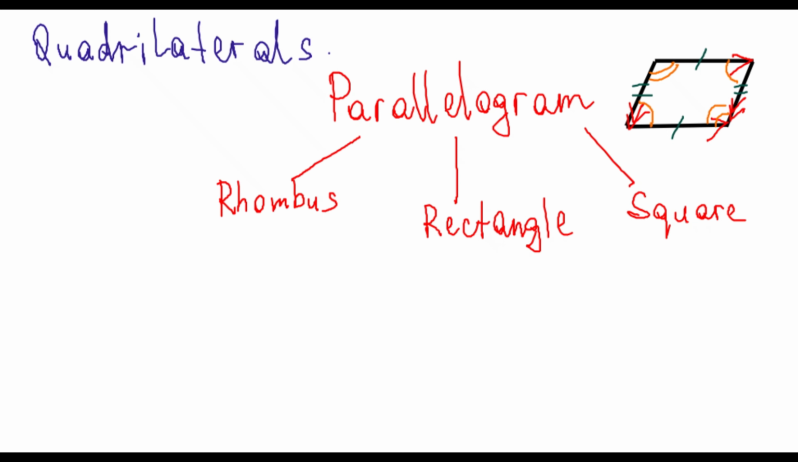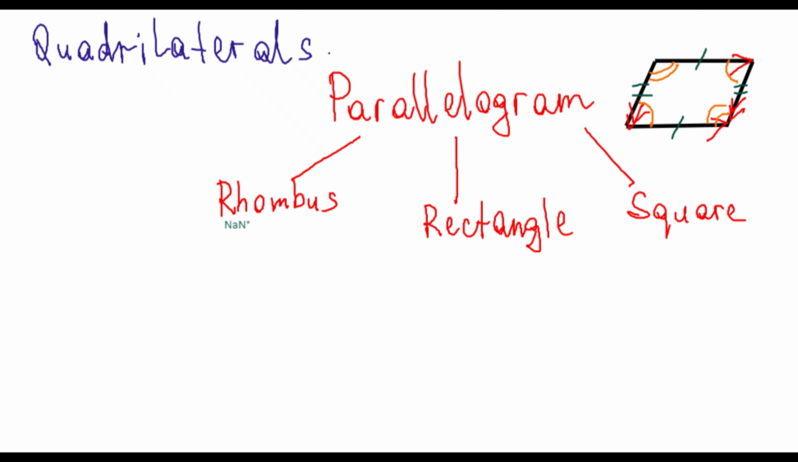Okay, now let us see what is rhombus, what is rectangle, what is square, and why they are sons of parallelogram, but they are not sons of quadrilateral. So they are still quadrilateral, but exactly son of parallelogram. Because rhombus, rectangle, and square, all of them carry the properties of parallelogram.